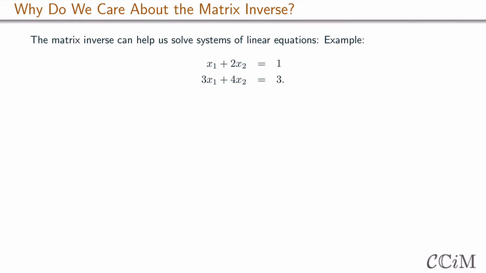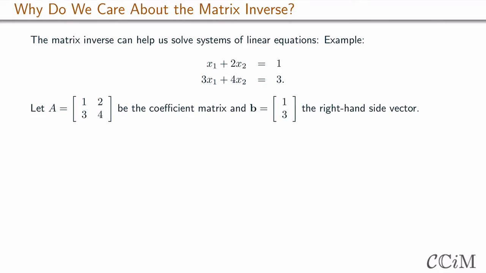Here's an example. Suppose we wanted to solve this system of equations, x1 plus 2x2 equals 1, and 3x1 plus 4x2 equals 3. Of course, we already know ways to solve such systems, but I'll show you another way now. Let A be the coefficient matrix of the system. So this 1, this 2, this 3, and this 4. So A is the matrix 1, 2, 3, 4, and B is the right-hand side vector, the 1, 3. Then the system can be written as A times x equals B, where x is simply the vector whose components are x1 and x2.